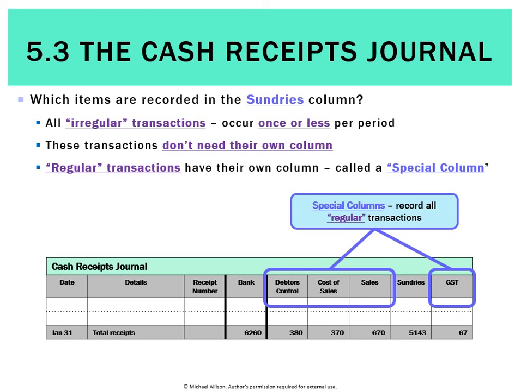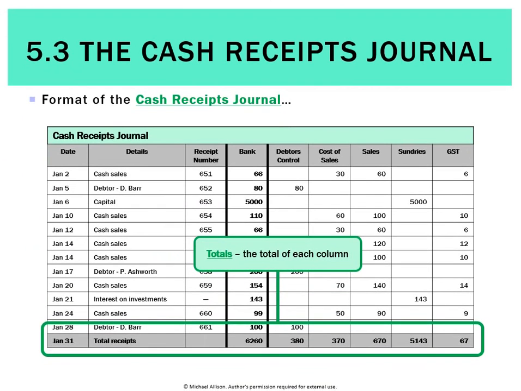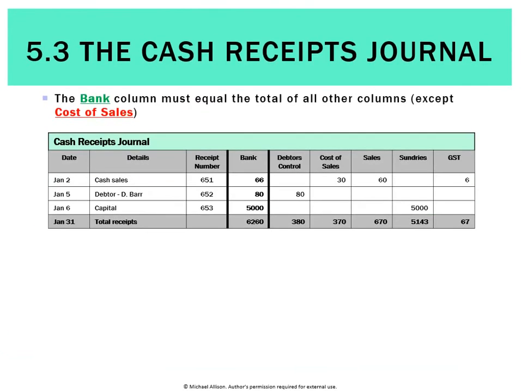Everything else that does happen regularly, so more than once a period, such as getting money from a debtor or making a sale or collecting GST, that needs its own special column. We'll most importantly get the totals at the end. So you can see we put the final day of the period as the date, January 31st. We write total or total receipts, and then we total up each of those columns, and that gives us a total of all the money for the month.